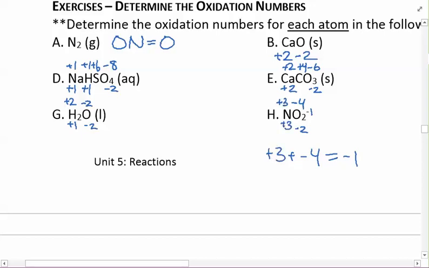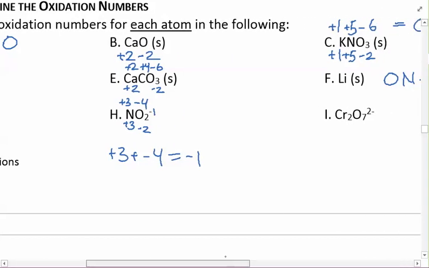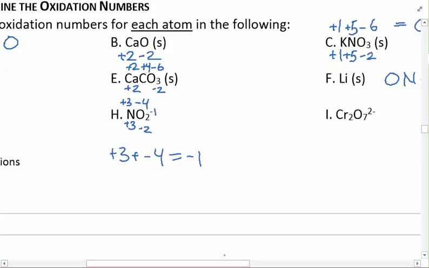So nitrogen is plus 3. Plus 3 minus 4 is negative 1. It has to add up. So you'll notice in an earlier one where we had nitrogen, it was 0. Nitrogen is one of the elements that can change a lot. And then on the other side, I think we had nitrogen being 5. So nitrogen is going to be one that we work with a lot.